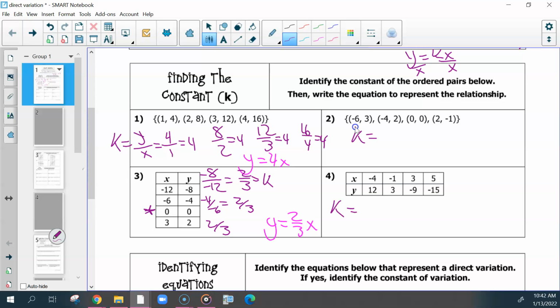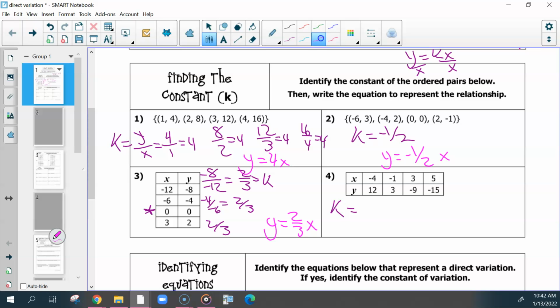For number 2, what did we find our k value to be? Negative 1/2. And then what was our equation? Were you raising your hand? It would be like k equals y over x. Oh, you're just talking about y equals negative 1.